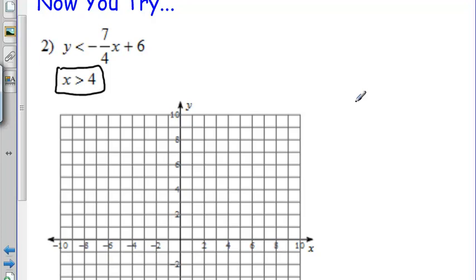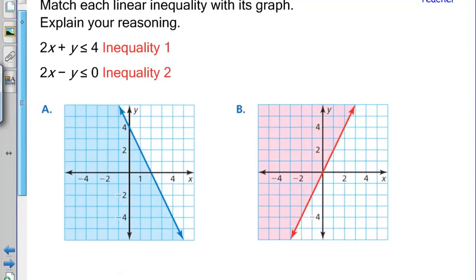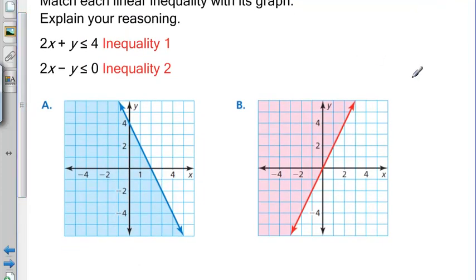Okay, so that's your now you try. Make sure you try this problem. Give it a shot, and we will go on to a couple of different things. So here we're trying to match the linear inequality.